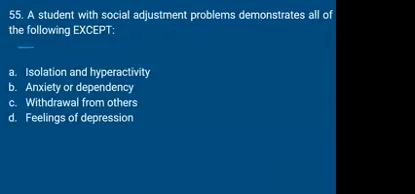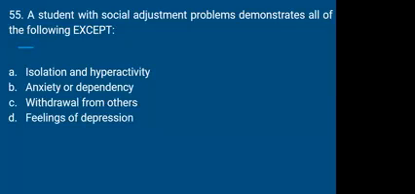Okay, next, number 55. A student with social adjustment problems demonstrates all of the following except. Again, a student with social adjustment problems demonstrates all of the following except. Is it A, isolation and hyperactivity? Letter B, anxiety or dependency? Letter C, withdrawal from others? Letter D, feelings of depression.